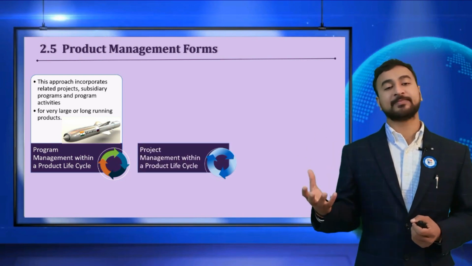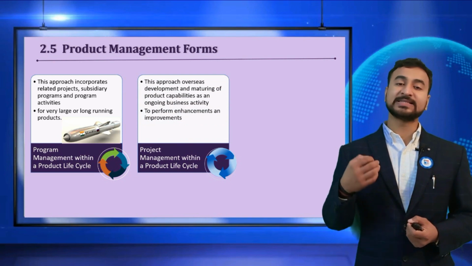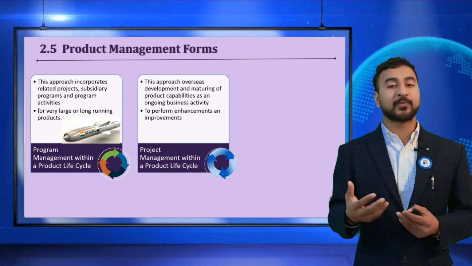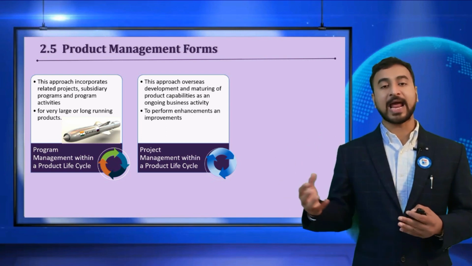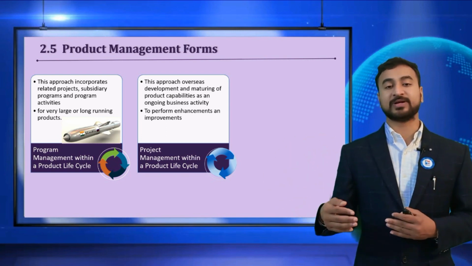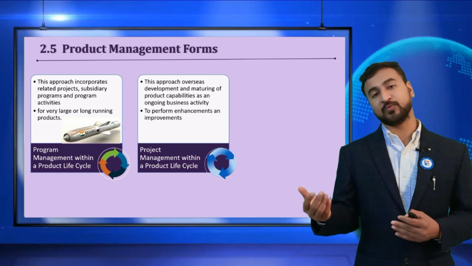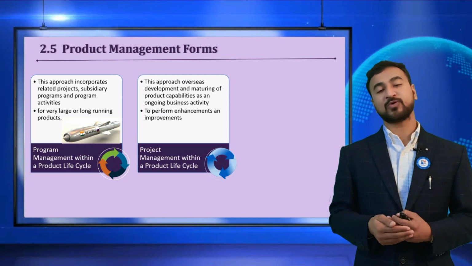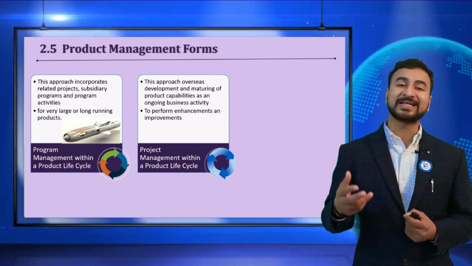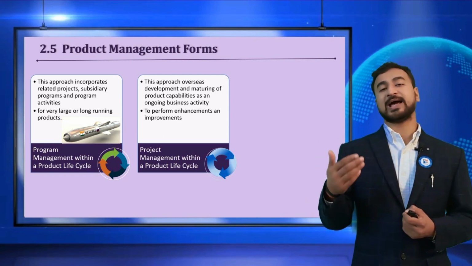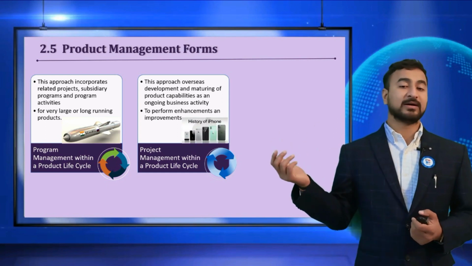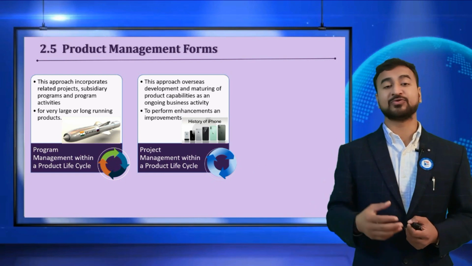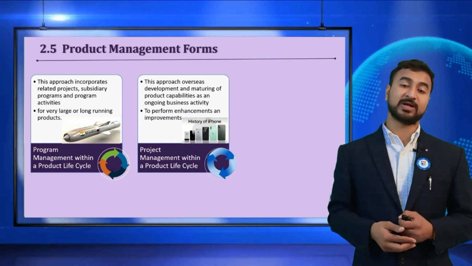The second example would be project management within the product life cycle. That is an approach to oversee the development and maturing of a product's capabilities in an ongoing business as usual activity to perform enhancement or improvement. If I wanted to give you an example, you can consider the different patches or software upgradations in iOS and all that. So the case study of iPhone 1, 2, 3 and all that being developed, you can consider as project management within the product life cycle.